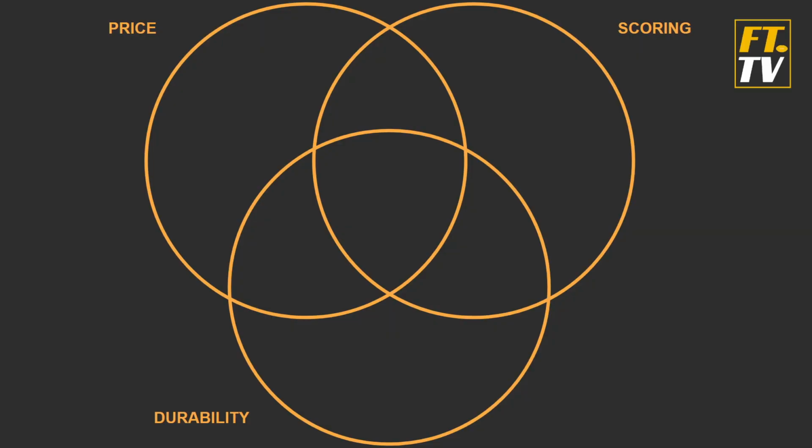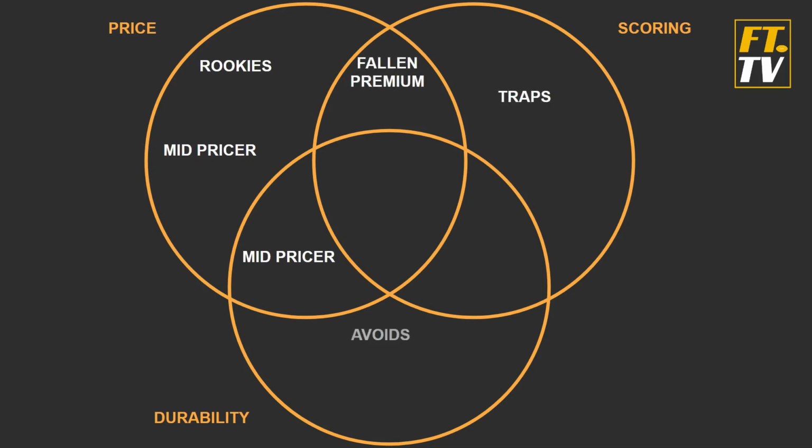Each of the main types of players, namely rookies, mid-prices, fallen premiums, traps, avoids and hard avoids, as well as our solid picks and locks, fall into these categories. We can get an edge over the competition by selecting or avoiding players based on an evaluation of them, with the goal being to find more players we can lock in.